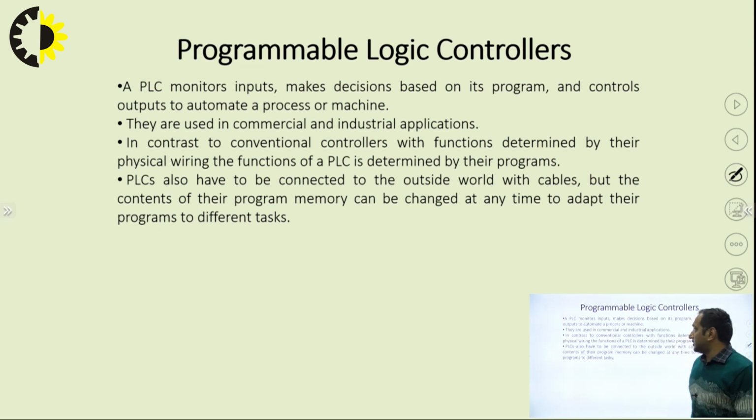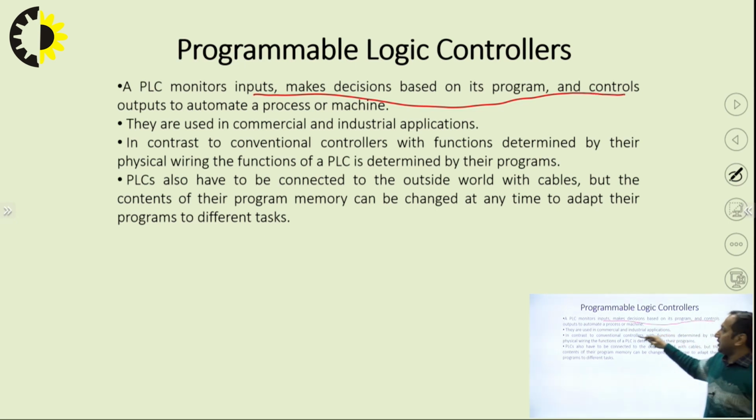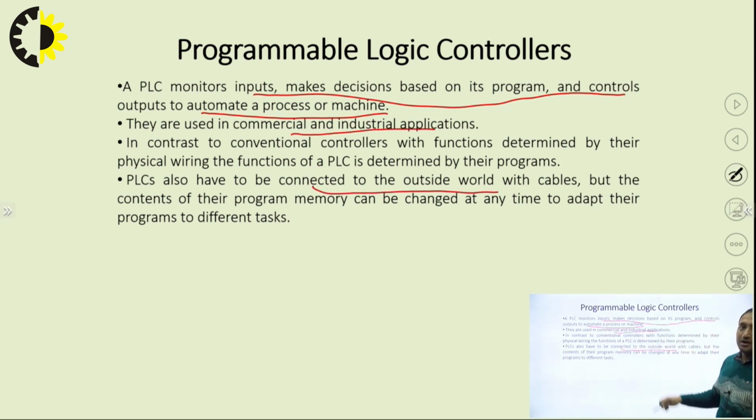So what a PLC is: a PLC monitors inputs, makes decisions based on the program, and controls outputs to automate a process or machine. They are used in commercial and industrial applications, and they can also be connected to the outside world. Let me give you a quick example of the applications of PLC.